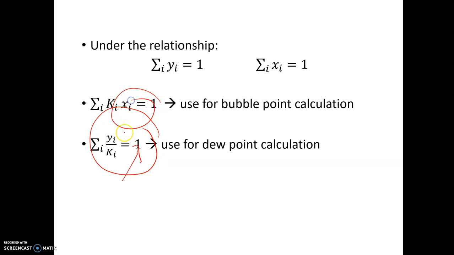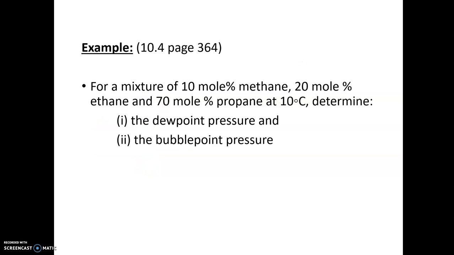So basically, when you are given either x or y and K, you can calculate for bubble point and also for dew point. So this is another way of solving. Instead of using the long Raoult's law equations from earlier, we can also use the K value. It's just an alternative way. But when you want to use the K value, you have to use the chart.